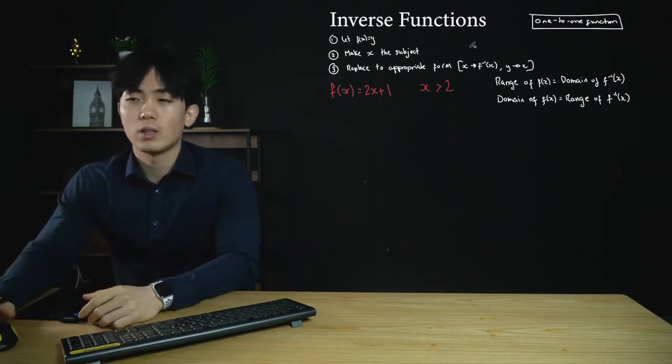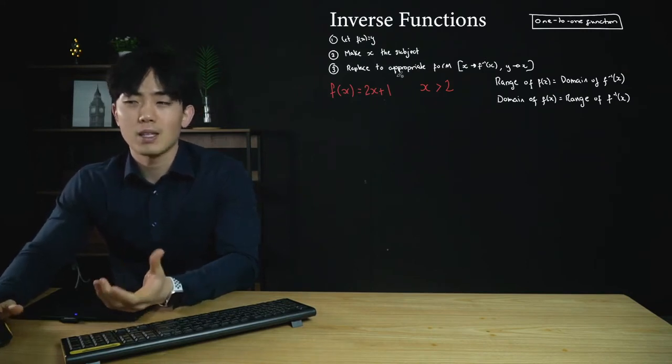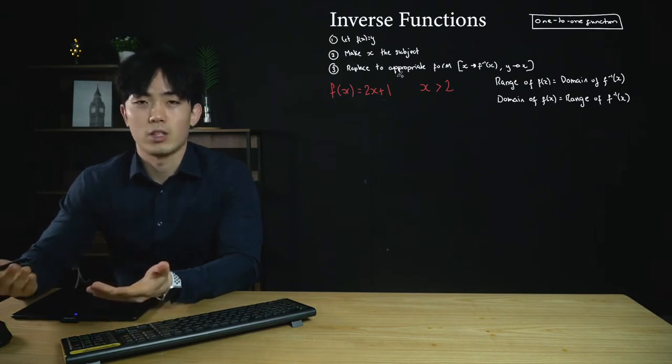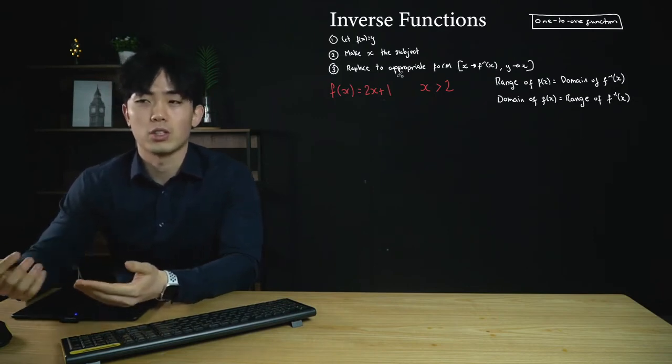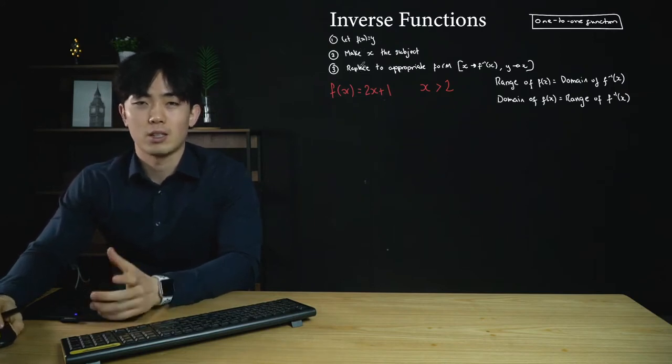Okay, first of all, what is an inverse function? Well, an inverse function is a function which basically undoes the original function. As the word inverse suggests, it undoes the original function. And to find it, I've written out 3 steps of how to find it quite simply.